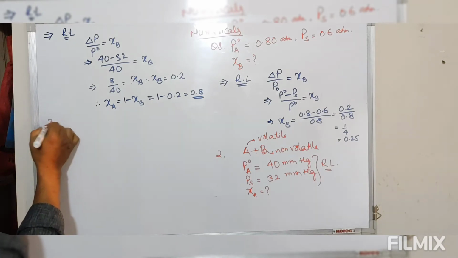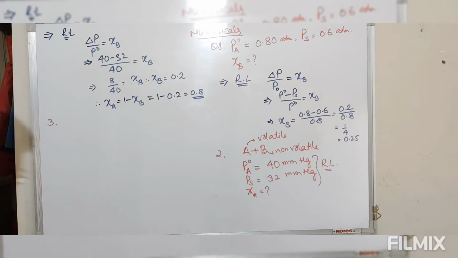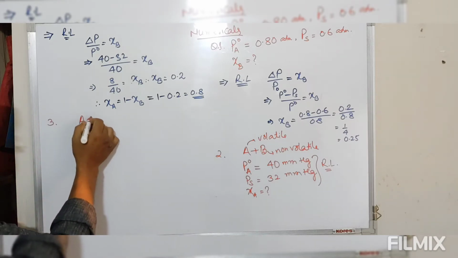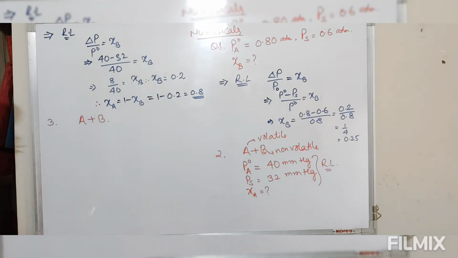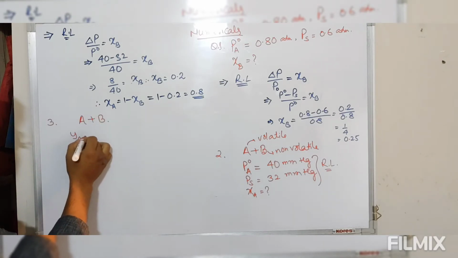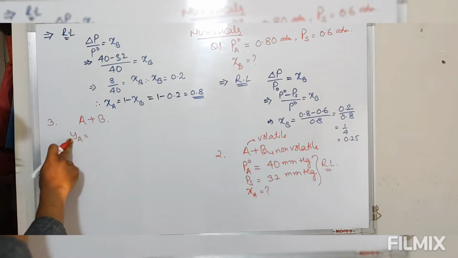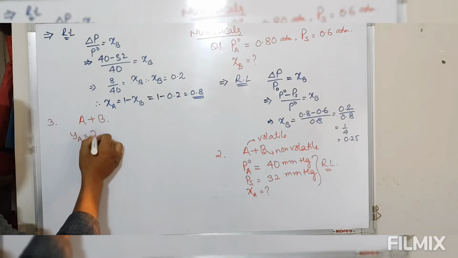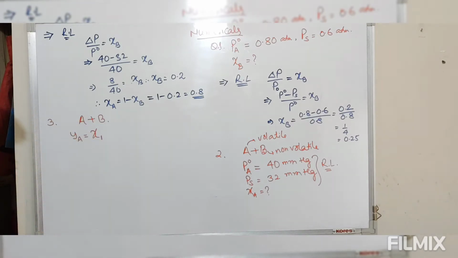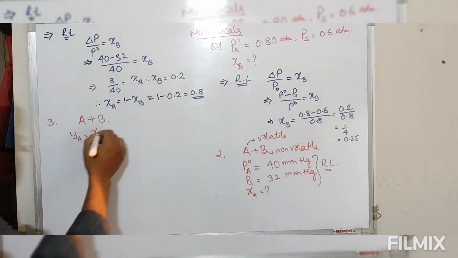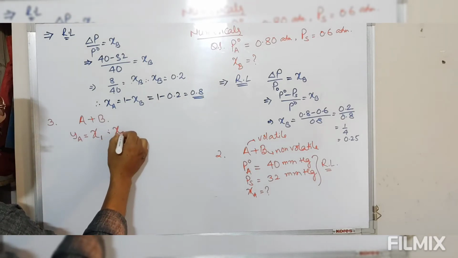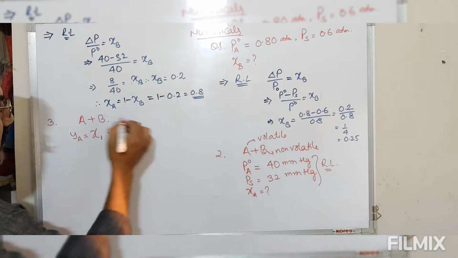Now let's see the third question. The question says: mole fraction of component A in the vapor phase. Again, look at this, we have a mixture of A and B. The mole fraction of A in the vapor, Y represents mole fraction in vapor. So the mole fraction of A in the vapor is given as x1, and the mole fraction of A in the liquid is given as x2.